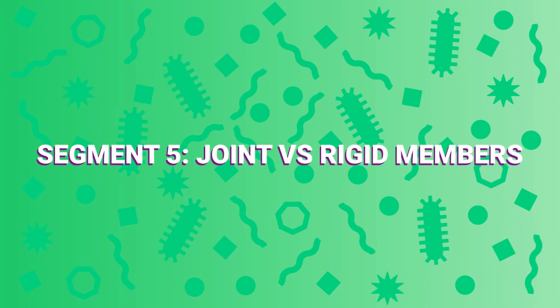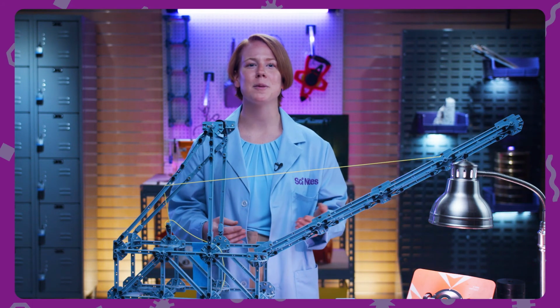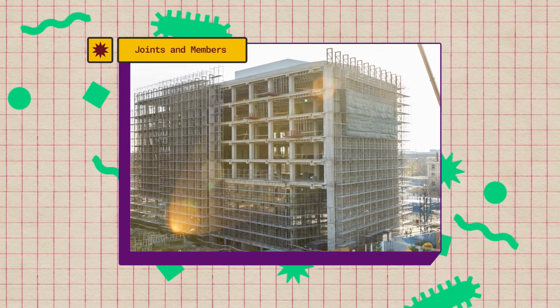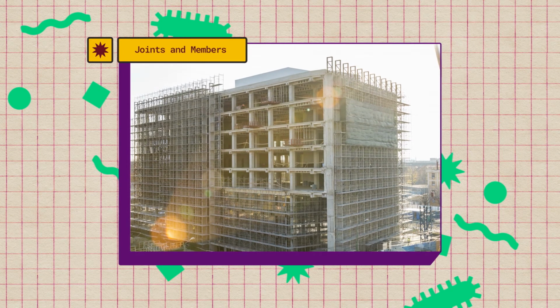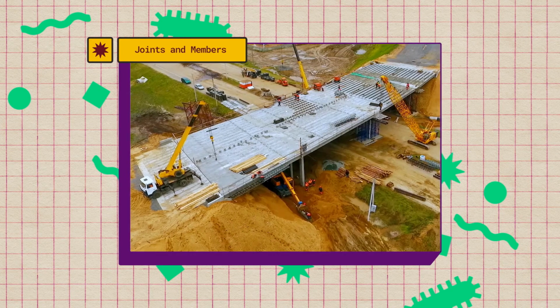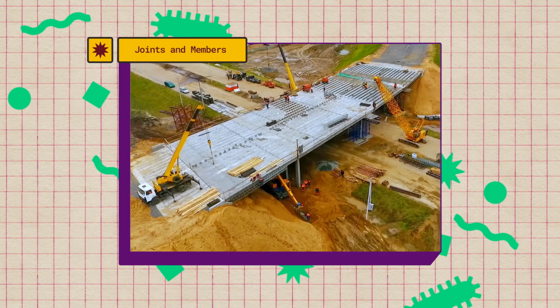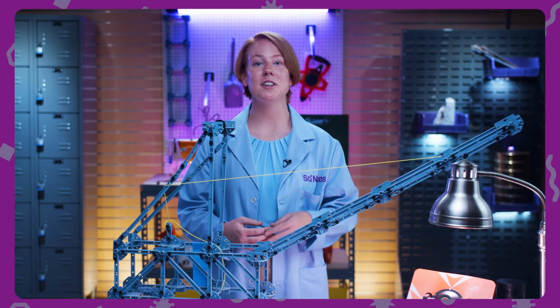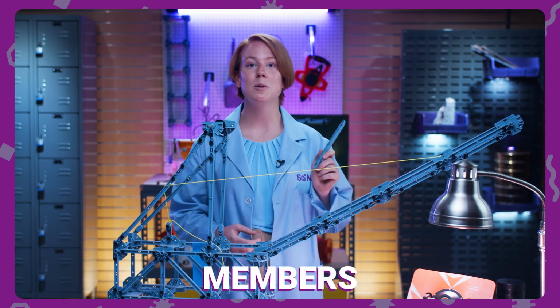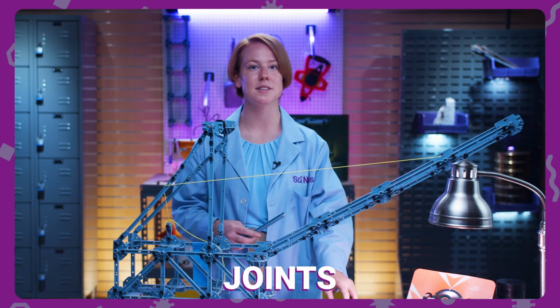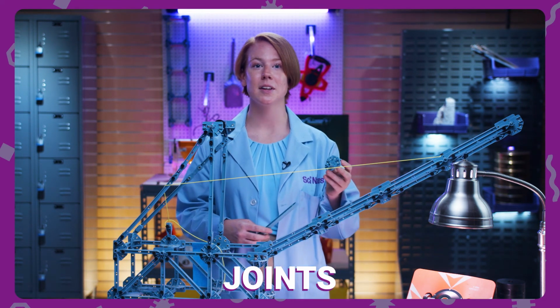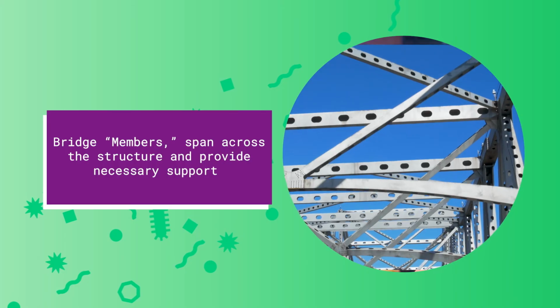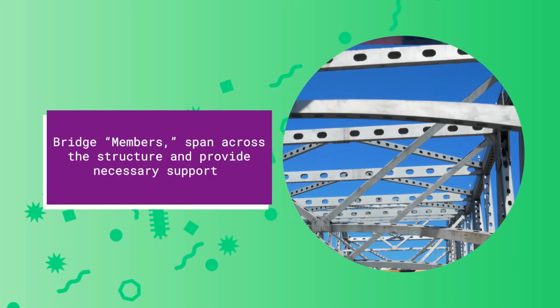When structural engineers design buildings and bridges, they don't start with the windows, walls, and electrical fixtures. They break it down to the bare bones and start with the joints and members, or the skeleton of the structure. When it comes to bridges, in its simplest form, a bridge has 2 things: members, which act as the bones, and joints, where 2 members meet. An example of a member would be the beams that span across a bridge.